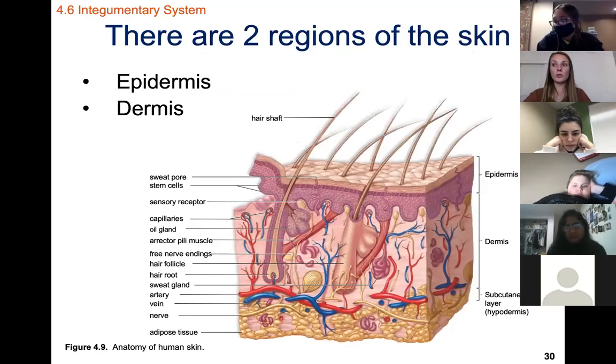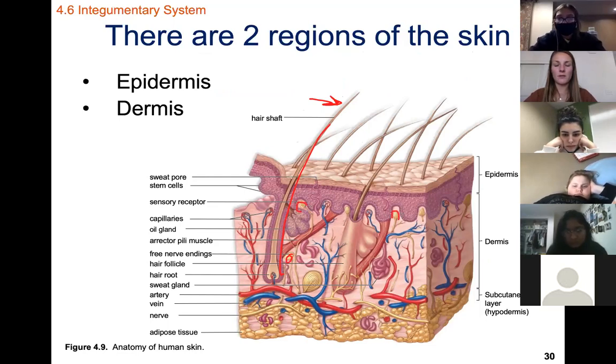All right, so the two regions we talked about are the epidermis and the dermis. We don't really need to memorize this picture at all, but it gives you a reference of where we're at. This could be your arm, it could be your head, any part of skin where you have hair. There's your hair shaft, okay? Your hair then comes down to the hair root down here. You have different nerve endings. Here's a nerve ending. This is a sensory receptor. Here's another sensory receptor.